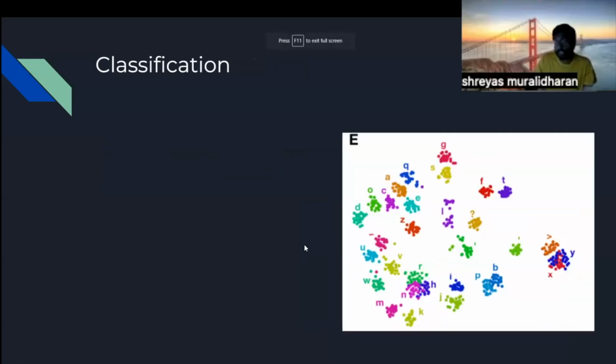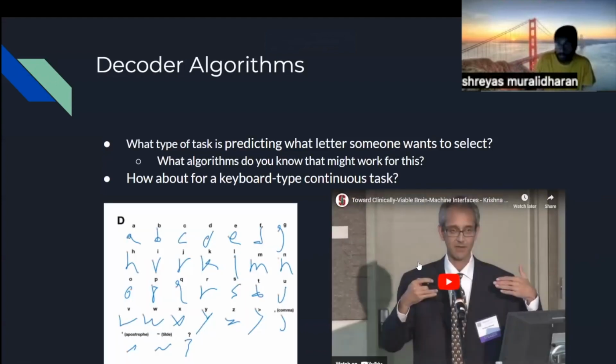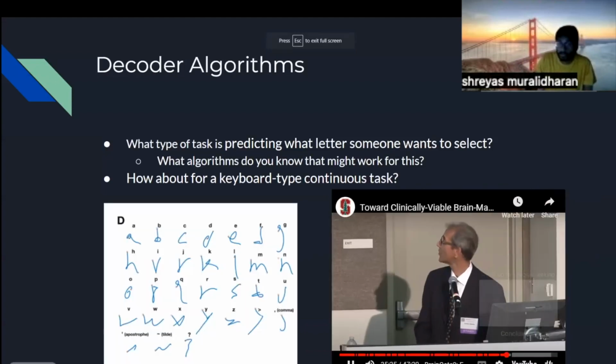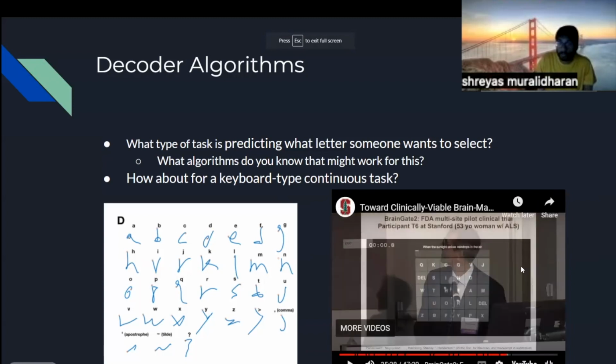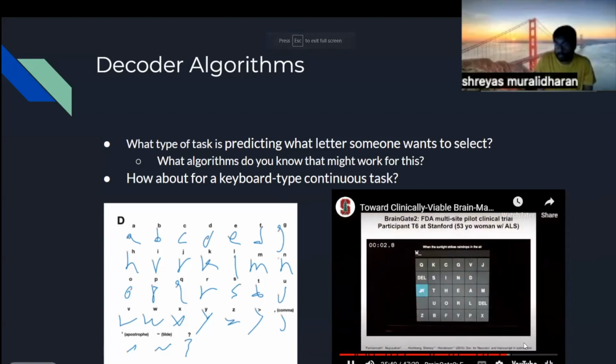Okay, so now let's say I tell you that my data in this 2-dimensional space looks like this. Okay, so a keyboard type continuous task. I have a question on what that means. It's what I'm showing. We present a sentence. We present many sentences. When the sunlight strikes, raindrops in the air.